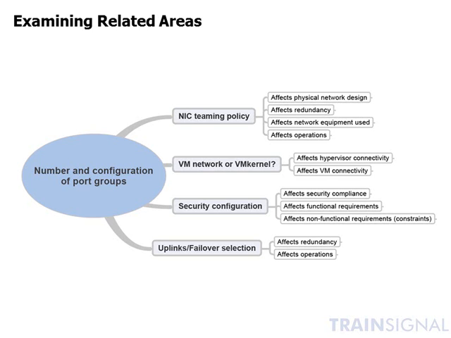But it'll also have an effect on other areas. It'll affect your network design, because if you choose to use a link aggregation policy, such as route based on IP hash, then there has to be an appropriate configuration on the physical side to support that configuration. On the other hand, if you were to go with a default route based on originating virtual port ID, there would not need to be a corresponding physical configuration.